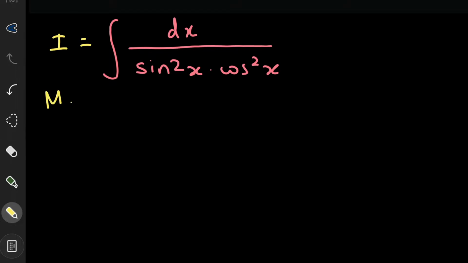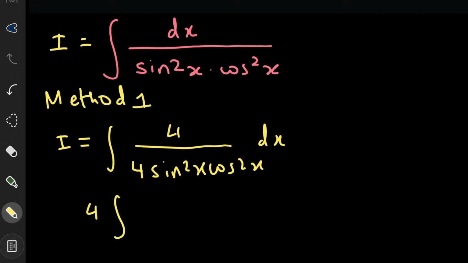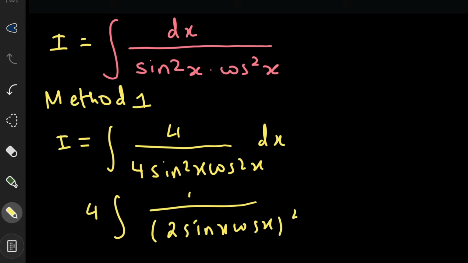Now let us see method number 1. In the first method, what we are going to do is multiply 4 in the numerator and in the denominator. Therefore, I would be equal to the integration of 4 divided by 4 times sin square x into cos square x dx. Now we can simply take the 4 in the numerator outside this integration. Now the integration sign, 1 upon 4 times sin square x into cos square x can be written as 2 times sin x into cos x the complete square dx, and this thing is equal to I.